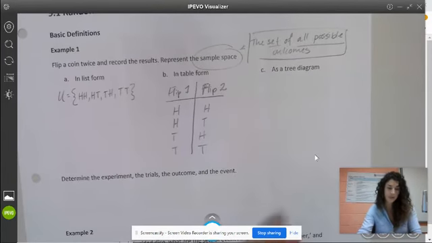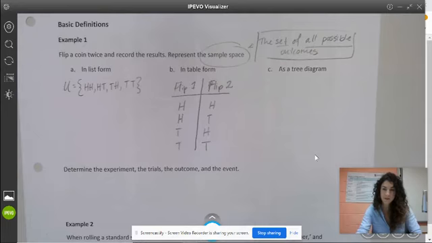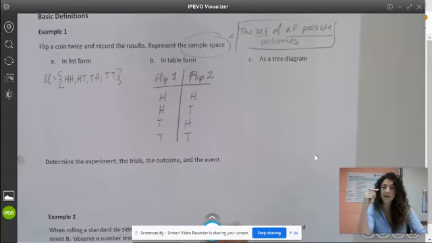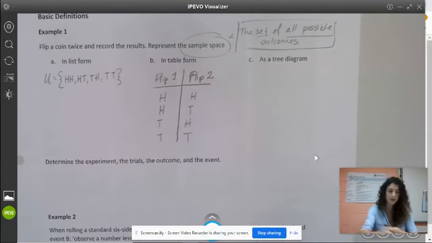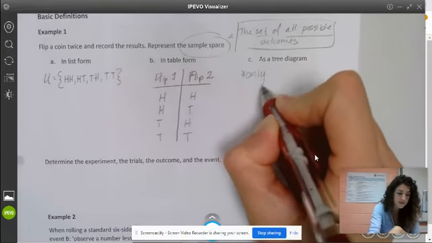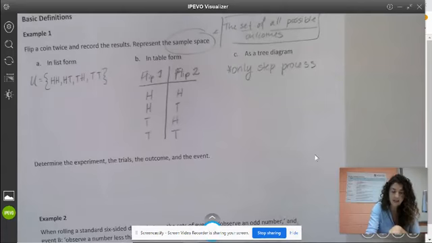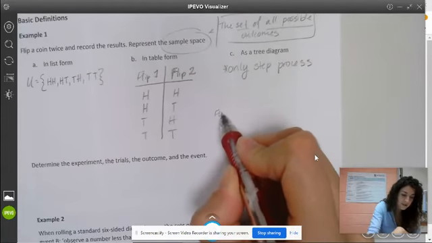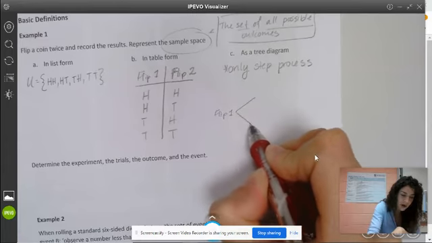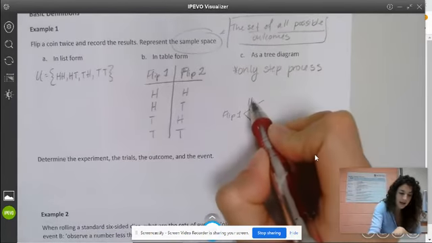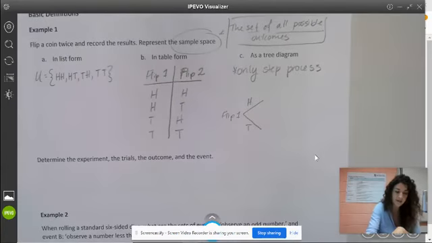Another way to represent a sample space is a tree diagram. Hopefully you have seen tree diagrams before, but if not, it's this idea of having one process and then a second process, right? So for flipping a coin twice, we first flip a coin and then we flip another coin. A tree diagram can only be used if there are steps, like first we did this and then we did that. So maybe write some sort of note to yourself: only step process, if that makes sense. Okay, so we have the first flip, flip 1, and we have two options of what could happen. It could either come up heads or it could come up tails.